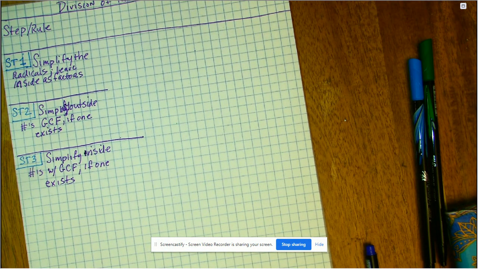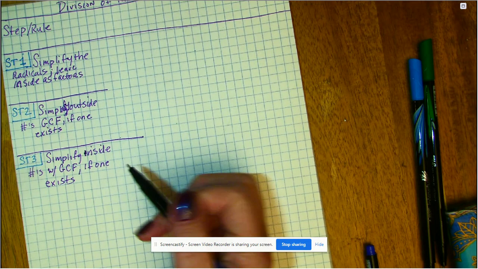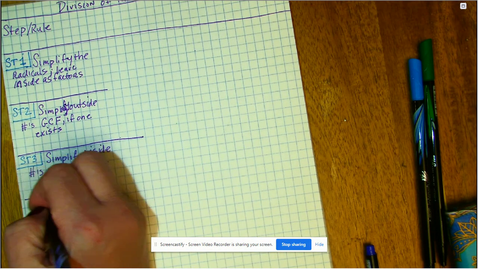So first we're going to simplify the radicals altogether. Then we want to look at our outside numbers, almost like a fraction. And if there's a greatest common factor, we're going to simplify the top numerator and the bottom denominator using that factor. Then we're going to go to the inside and do the same thing.